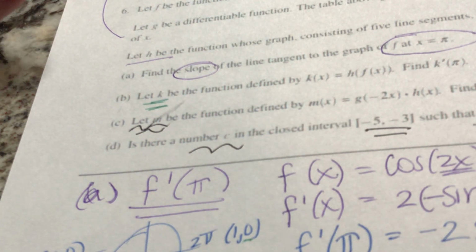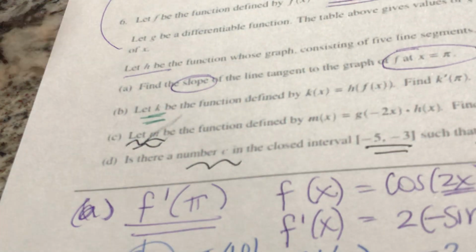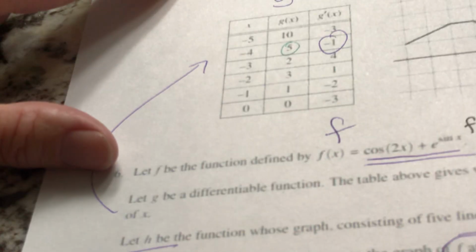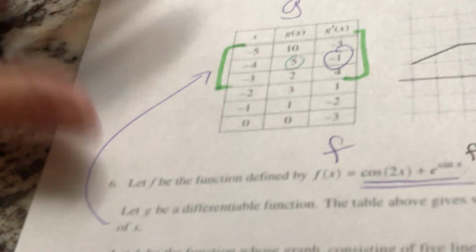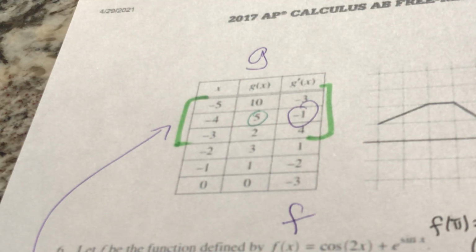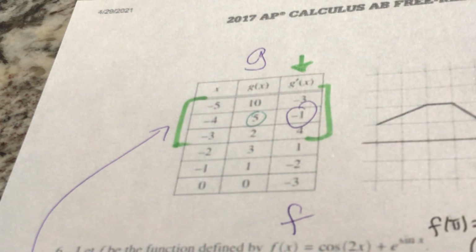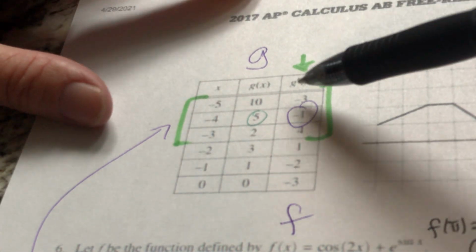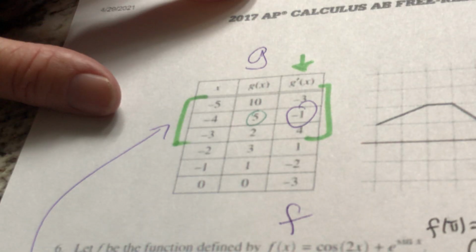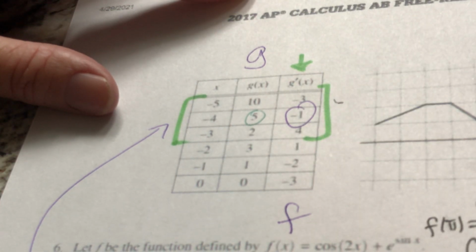-5 to -3. I'm going to bust out a marker pen here. So from -5 to -3, so we're talking about this section right in here. That's all we have to look at. And it's asking us if G prime, that's this side, can it be a -4, right? So in this closed interval from -5 to -3, can there be a derivative that's -4?